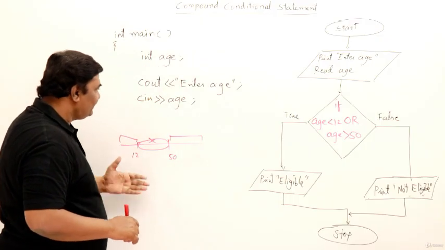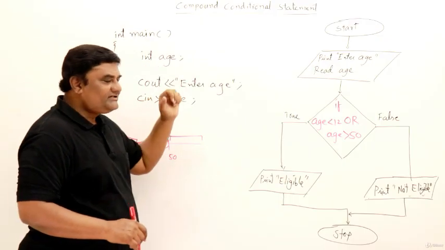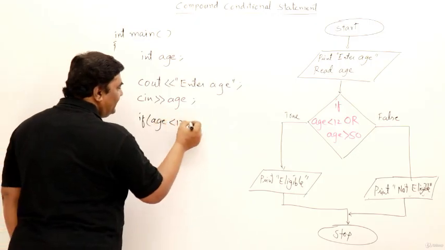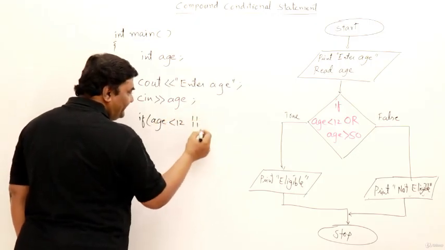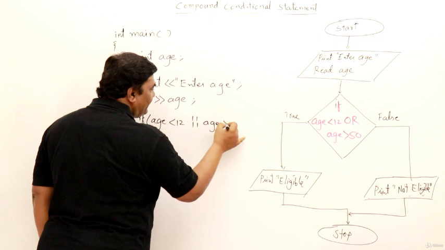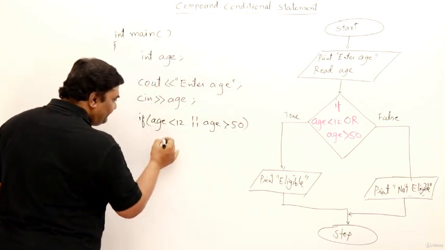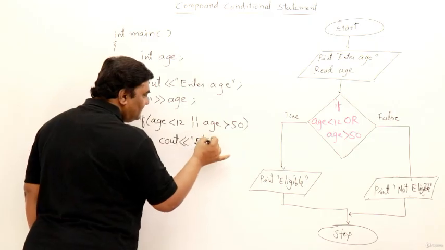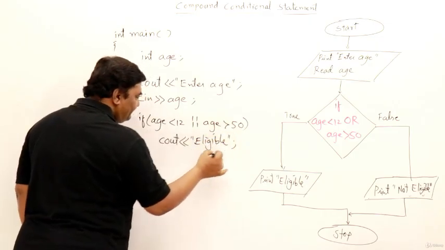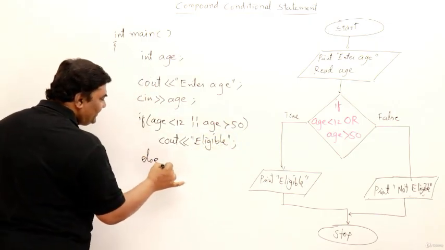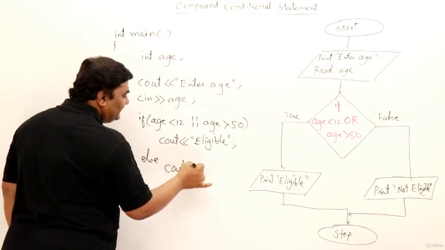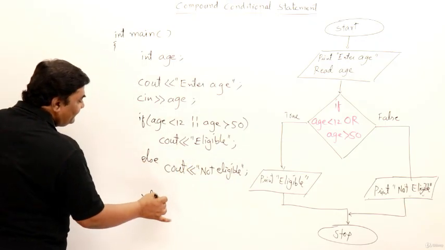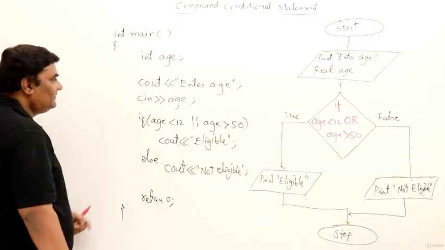So already we have this, so I just have to write the condition and give a message. Here I will write the condition, if age is less than 12, or, which means double pipe we use, and age is greater than 50, then we will print a message by saying cout eligible. Otherwise means else, I just have to give a message that is not eligible. That's all. End of main function. So say return 0 and end.